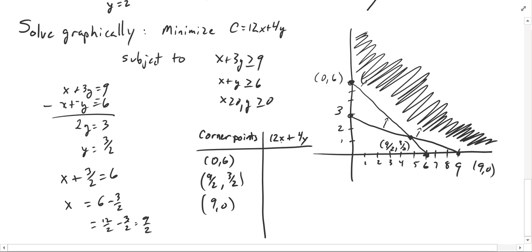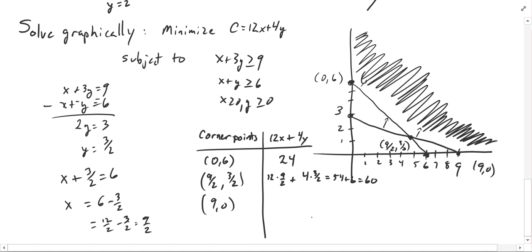If I plug in 0 for x and 6 for y, I should just get 24 there. If I plug in 9 halves and 3 halves, I want to do 12 times 9 halves plus 4 times 3 halves, and what will that give me? 6 times 9 is 54, plus 6. 54 plus 6 gives us 60.